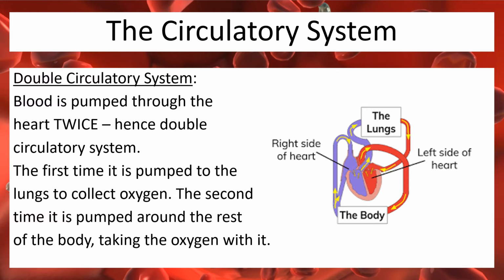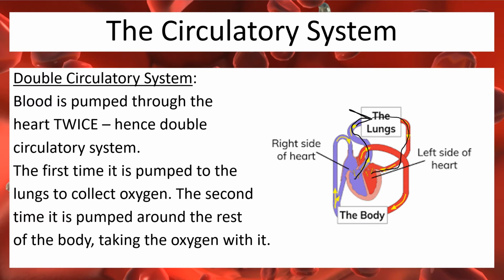So the first time that the blood leaves the heart, it goes from the heart and into the lungs. Obviously there it's going to collect oxygen. We know that at the alveoli, those little air sacs, the oxygen diffuses into the bloodstream. So in the lungs we're collecting the oxygen and then the blood travels back into the heart.